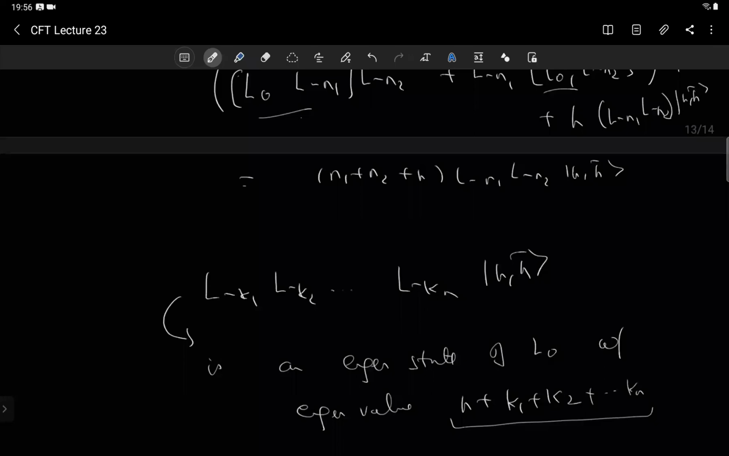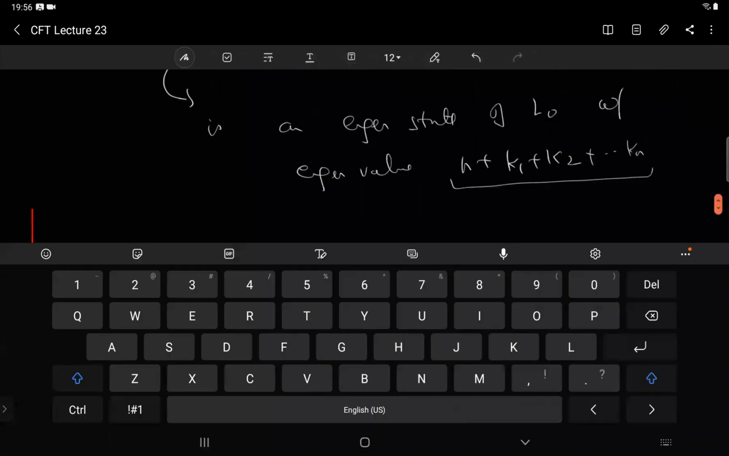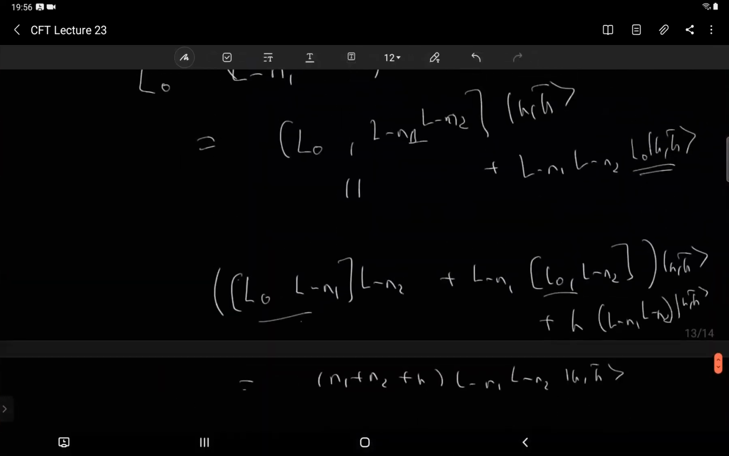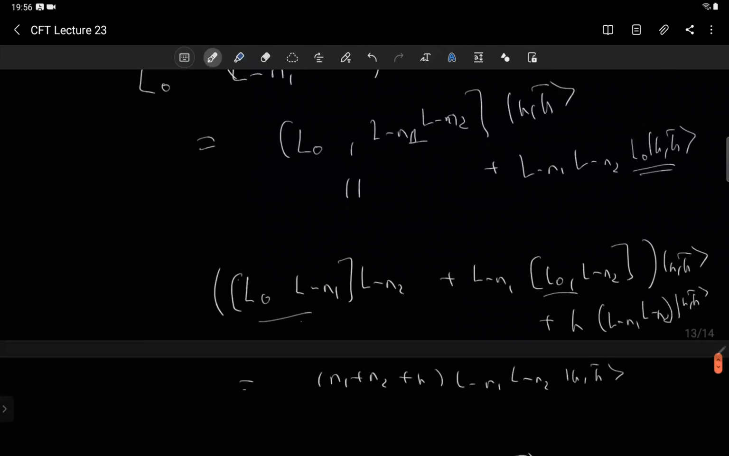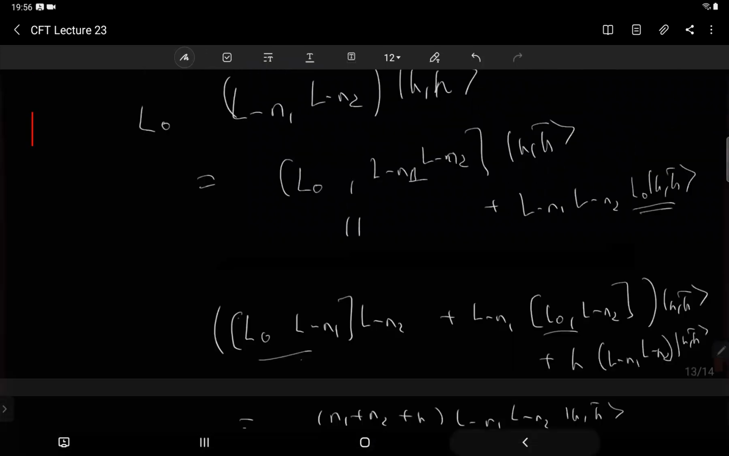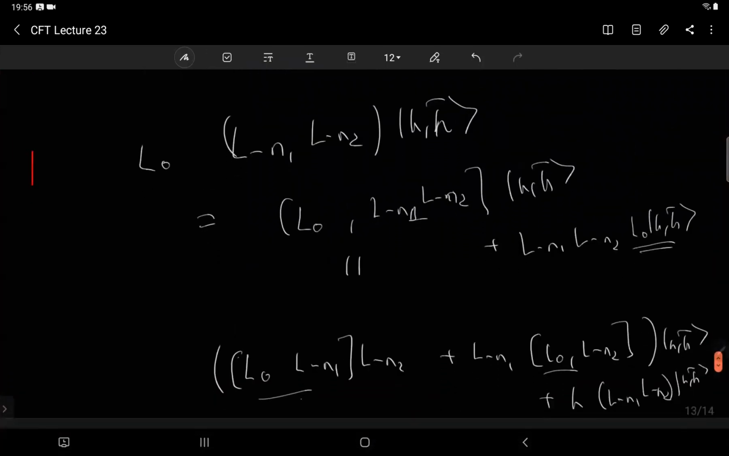Can you explain the last step? I couldn't get it. Last step in here, this one. Yes, starting from L0, L minus 1, L minus 2 acting on h bar. So then you can write it as a commutator plus L minus n1, L minus n2, L0, right? You can write it as a commutator. Is that okay? Yes, okay.